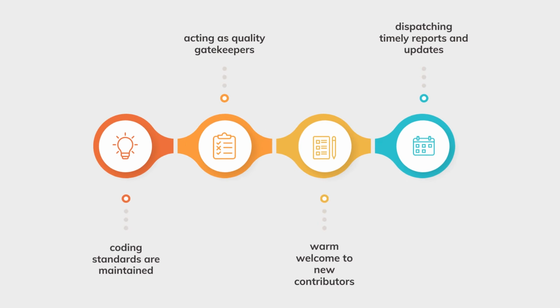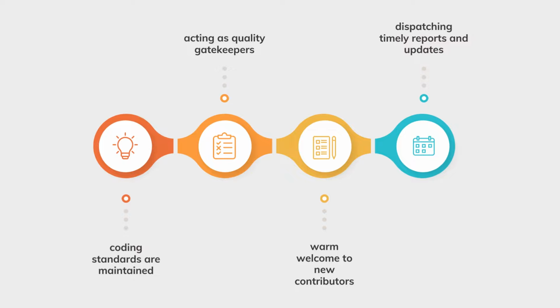But GitHub Actions don't just stop at managing coding tasks, they serve multiple roles. Some actions ensure that your coding standards are maintained, acting as quality gatekeepers. Others extend a warm welcome to new contributors, fostering a sense of community. Some others keep you informed, dispatching timely reports and updates, ensuring you are always in the loop.